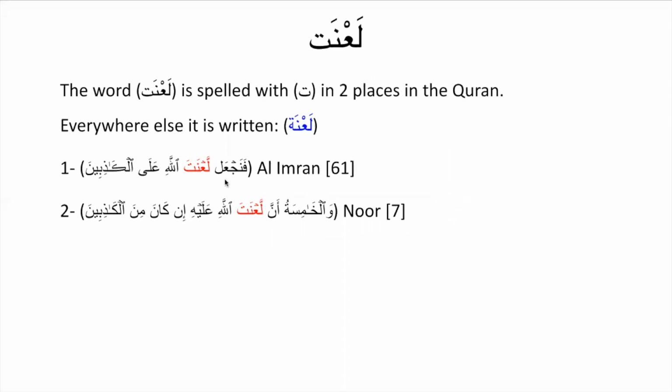Surah Ali Imran, فَنَجْعَلْ لَعْنَةَ اللَّهِ عَلَى الْكَاذِبِينَ. And then in Surah Nur, وَالْخَامِسَةُ أَنَّ لَعْنَةَ اللَّهِ عَلَيْهِ. Everywhere else in the Quran, it's written with a ta marbuta according to qiyas.